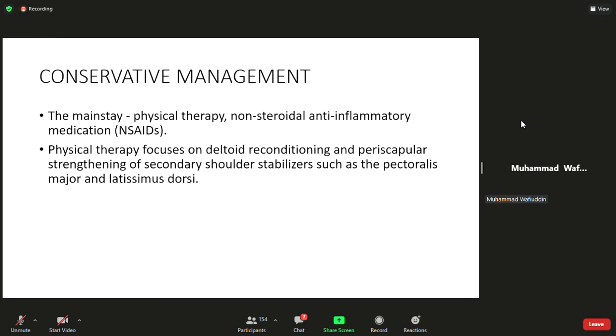We mandate the patient for physical therapy. Give analgesics such as NSAIDs, and the physical therapy usually focuses on deltoid reconditioning, shoulder abduction, and scapular strengthening. Okay, because this muscle is not a rotator cuff, but it's a secondary shoulder stabilizer, so it adds more to the stability.